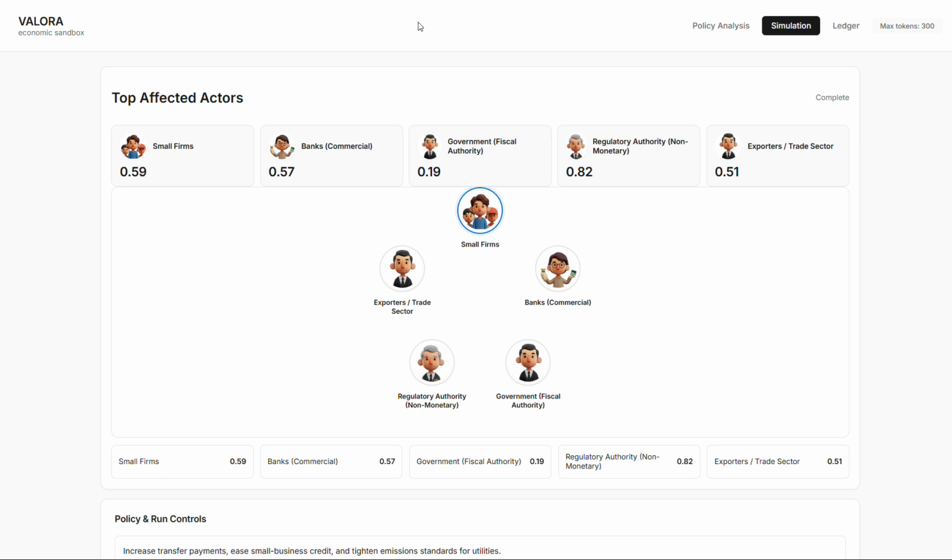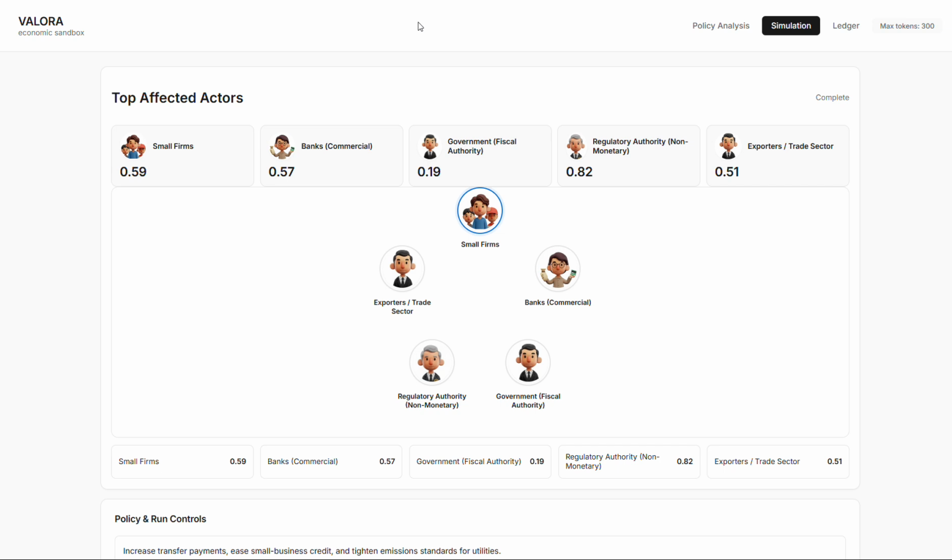So next is the business model. Valora can be offered across three verticals: policy simulation for governments and central banks, so they can test tax proposals, interest rate changes, and subsidy impacts before deploying them, and risk testing for banks and fintechs. They can simulate shocks, credit stress, and lending outcomes using synthetic agents aligned with customer profiles.